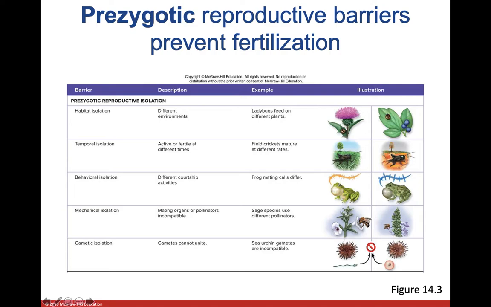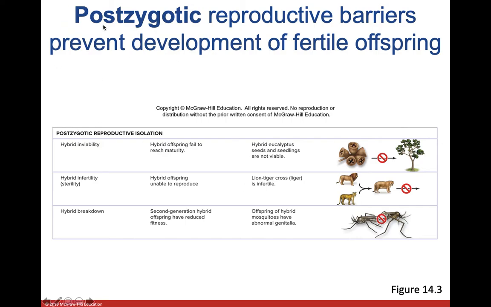Now, what happens if animals can overcome these and they can unite their genitals? Their eggs and gametes can unite and fertilize the egg, but sometimes you can still have reproductive barriers occur. And those are called post-zygotic reproductive barriers. This is going to occur after the zygote has been fertilized.